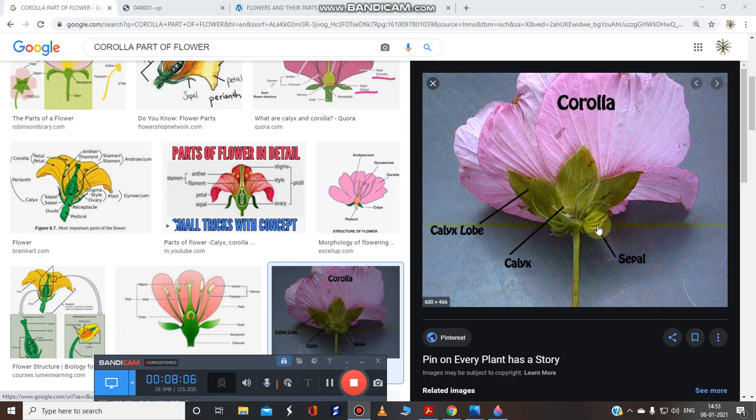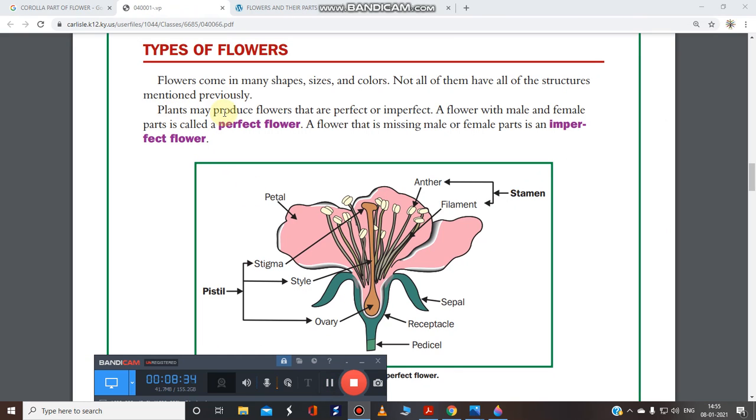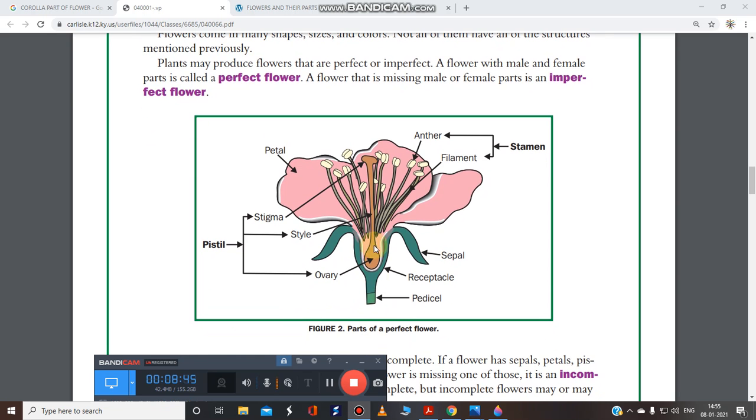If you see this, this is the sepal, this is the calyx part, and here this is the corolla. By definition, calyx is the outer part of the flower which protects the buds during the immature stage of the flowering, and the corolla is the inner part of the flower which is colorful and helps in pollination by attracting different types of pollinating agents. Plants may produce flowers that are perfect or imperfect in nature. A flower with male and female parts present is known as a perfect flower, like this.